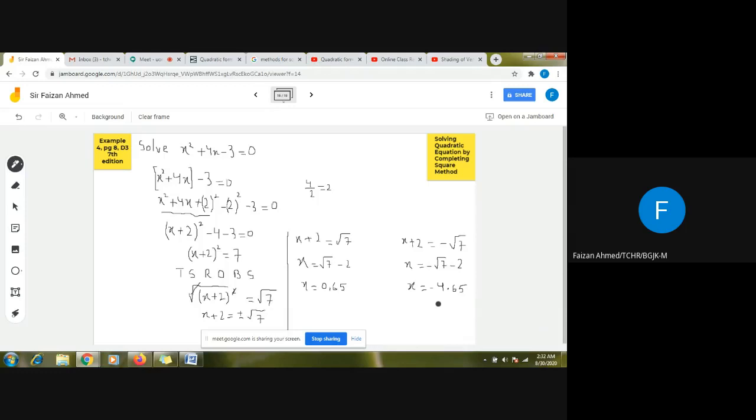So this was a question on solving quadratic equations by the completing square method, and there are lots of questions in D3. I hope you will practice them now, and if you still have any query, you can tell me. We can discuss it, or we can make some more videos.